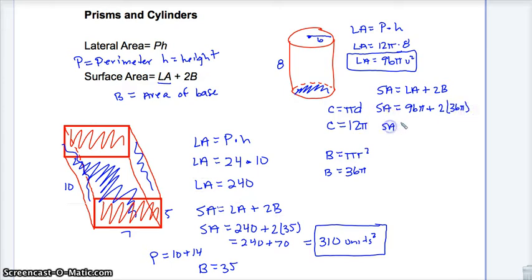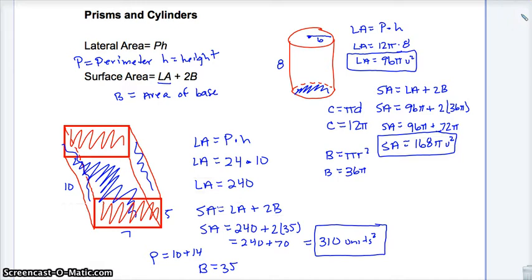I need to simplify, so 96 pi plus 72 pi. And again, I'm going to keep it in exact form, and I'll do 96 plus 72, and my final answer will be 168 pi. Since we're talking about area, this will still be units squared.